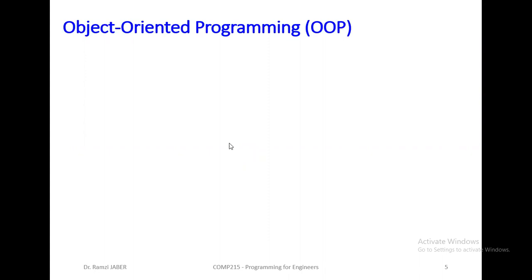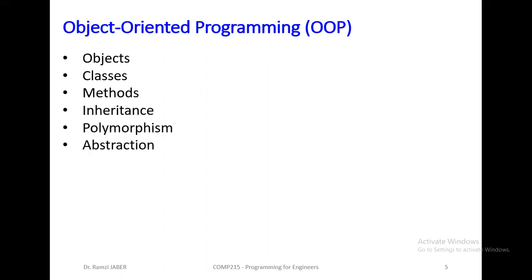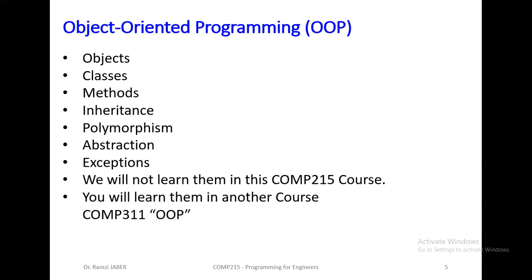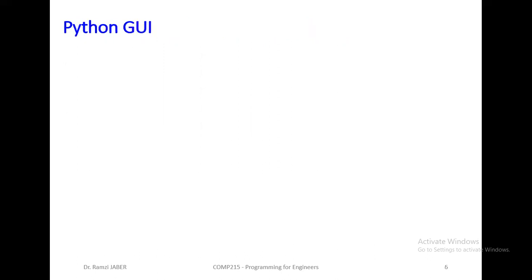Also, object-oriented programming, OOP, about objects, classes, methods, inheritance, polymorphism, abstraction, exceptions. We'll not learn them in this course either, because you will learn them in another course called COM3.1.1 OOP, okay? To avoid repetition and to go directly to the GUI, okay?